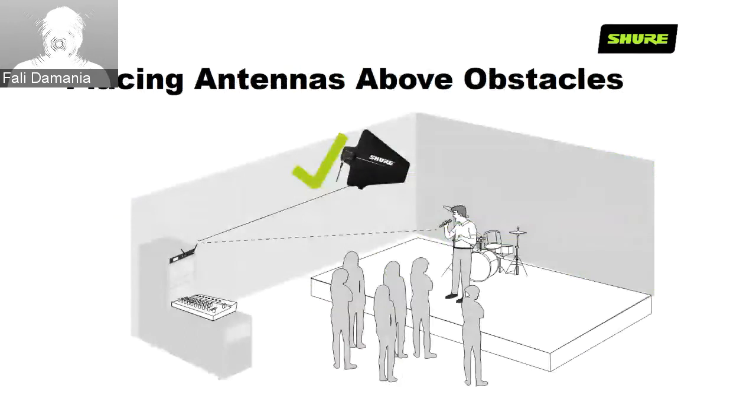Another thing to remember is that all humans are made of water, salt water, and salt water is one of the biggest absorbers of RF. Always make sure that your antennas are placed at a height, above most obstacles, and for best practice, placed above and away from most human beings, because human beings tend to be the highest absorber of RF.